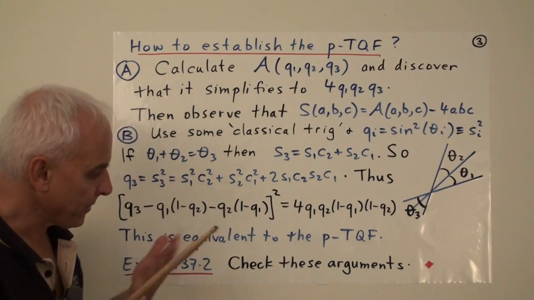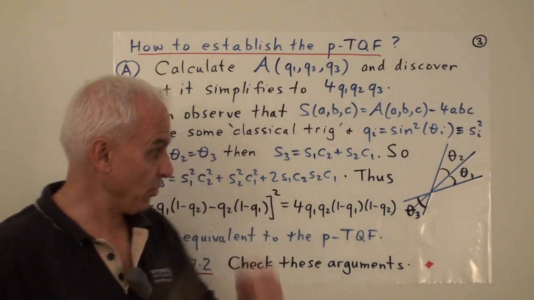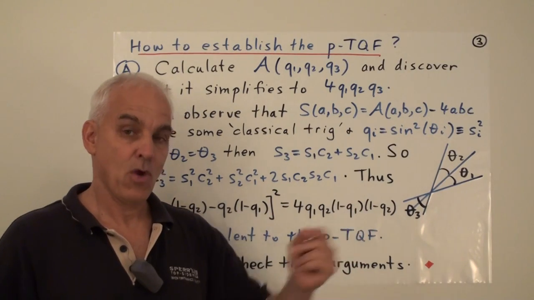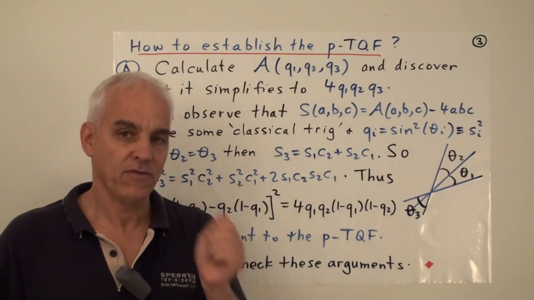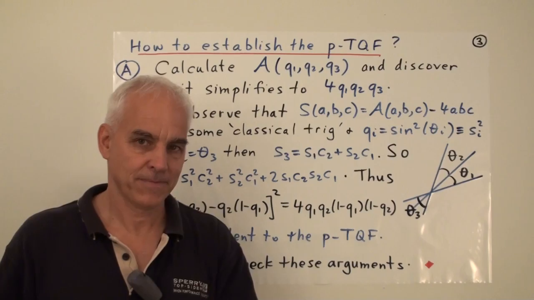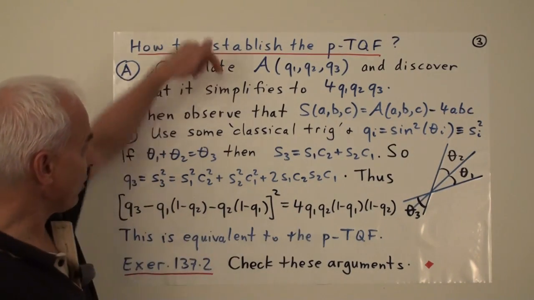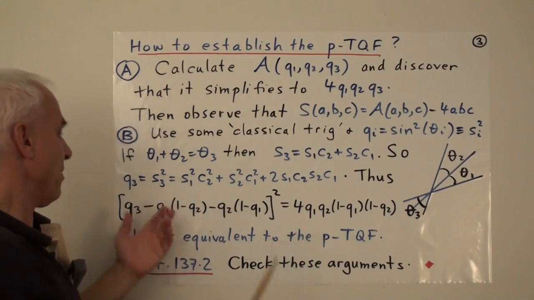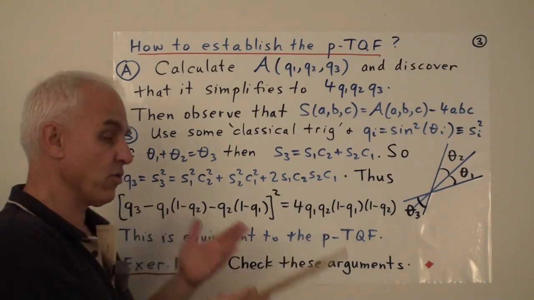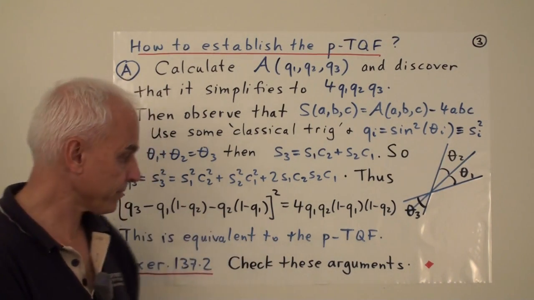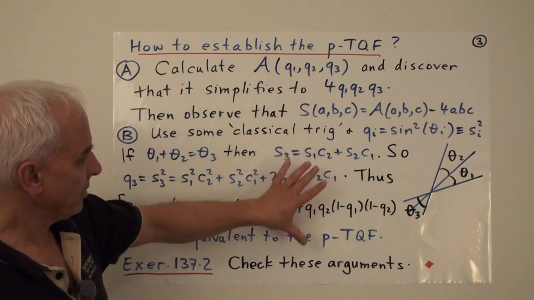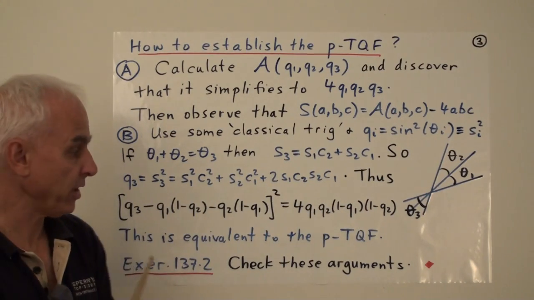So you can think about this as an exercise in classical trigonometry. If I just asked you, you have three lines and three angles they form, what's the relationship between the squares of the sines of those three angles? It's the same question. Of course, this thing doesn't quite look like the projective triple quad formula, but it's just a rearrangement of it. So if you just rearrange this, you will see that it's equivalent to the projective triple quad formula. Alright, so please check these arguments if you have some familiarity with classical trig.